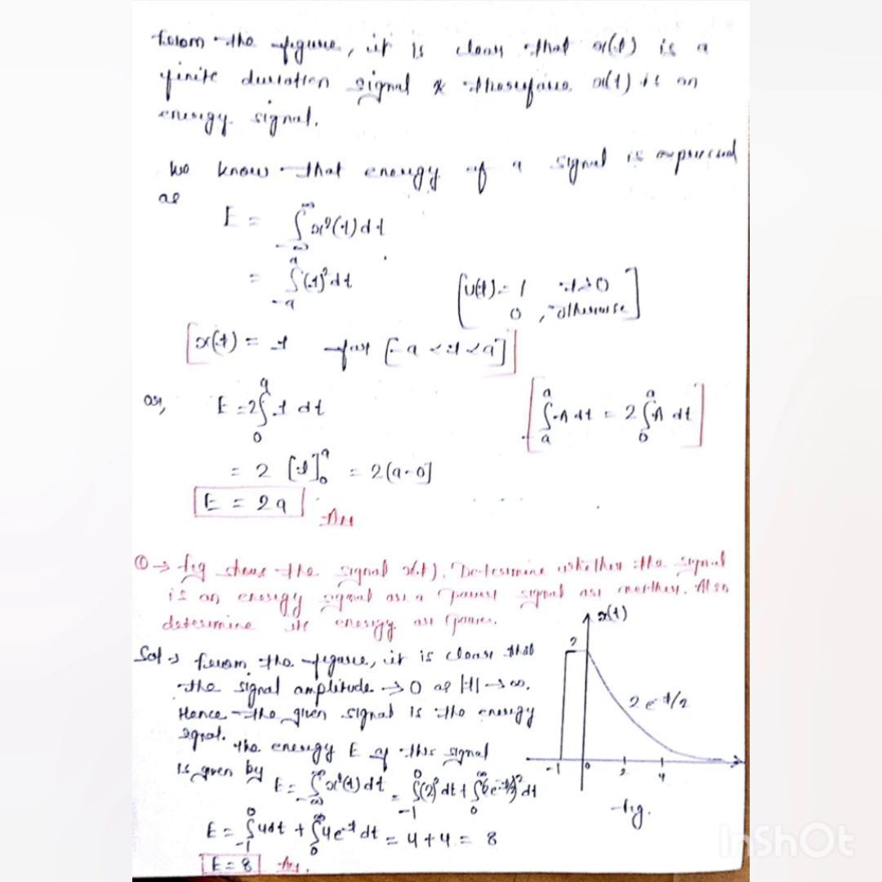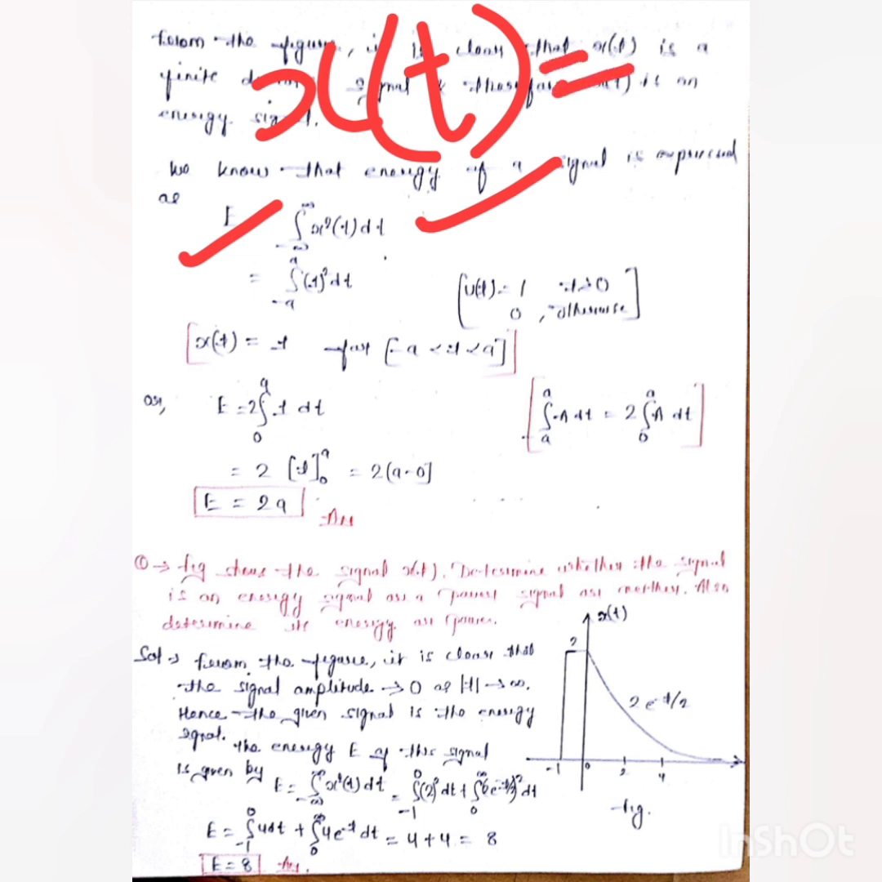Now we have to solve for the energy signal. Whether this given signal is energy or not, we have to solve with the help of the formula. Energy E equals the integration from minus infinity to plus infinity of x squared of t dt. This is the formula. As we already defined, x equals 1 for minus a to plus a.